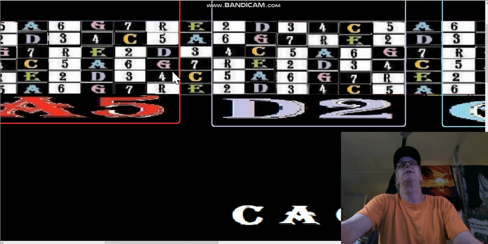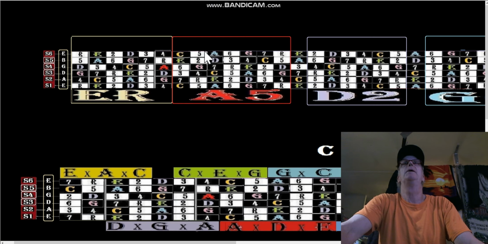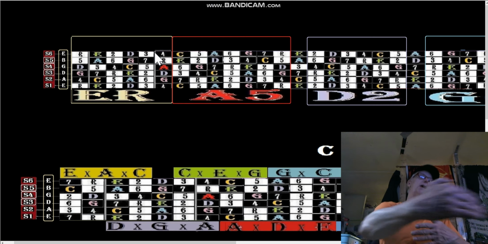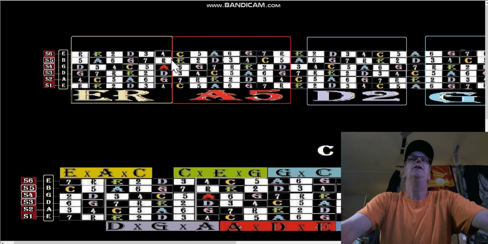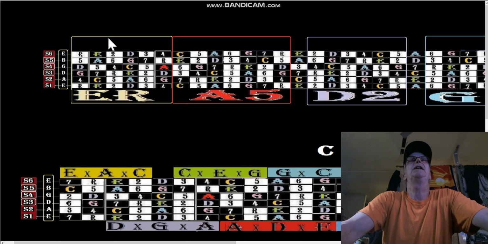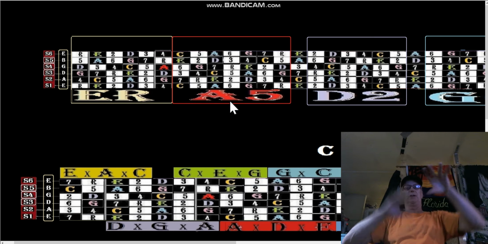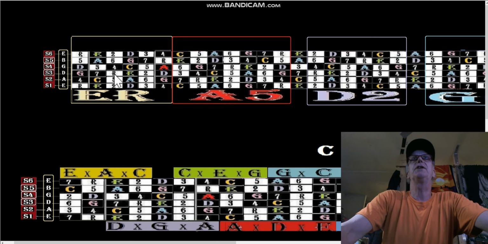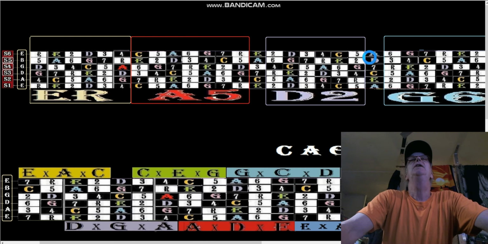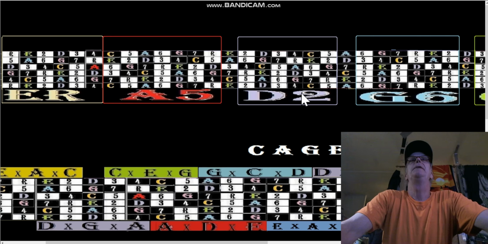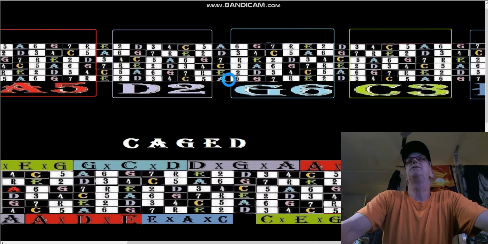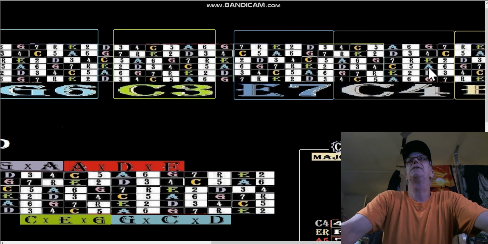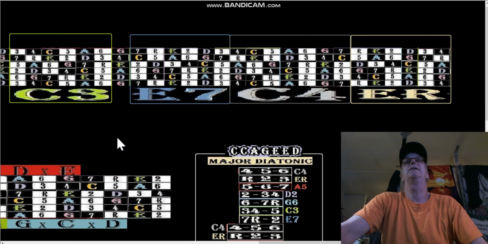Now we've got some stray notes here, but they overlap. But I've rolled out those 7 cages. So obviously we'd have a D cage here, we'd have a C cage here, and the whole thing would start to look so complicated that you couldn't see what we're doing. So just to get a good look at the cages, I've squared them out here. The ER, A5, D2, G6, C3, E7, C4, and back to the ER.